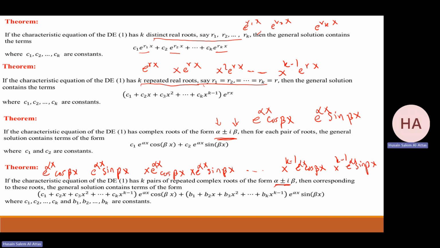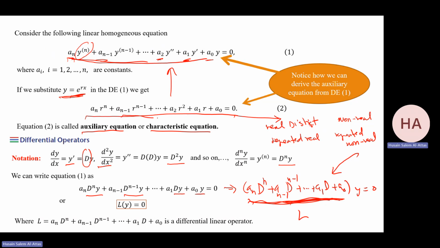Then I need to add these c1, c2, and make it a linear combination. That's mainly the idea. So we solve the characteristic equation, we find the roots, then we have these cases: real distinct, non-real, repeated real, repeated non-real. Actually, repeated in general, multiplied by x squared and so on.